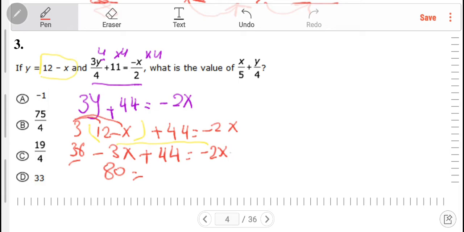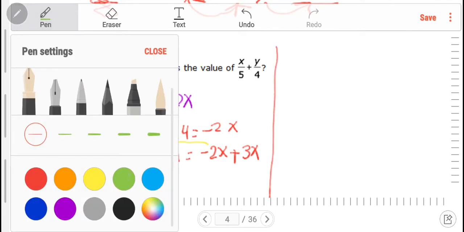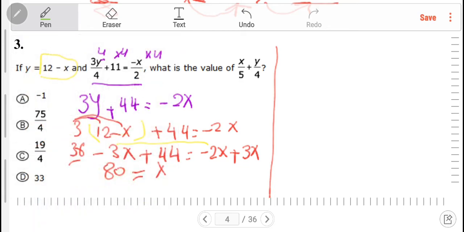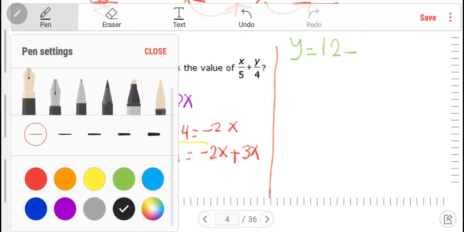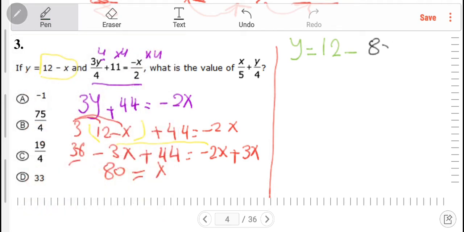Here 3x plus negative 2x equals x. So we have finished: x equals 80. And now we found the x. Don't forget y equals 12 minus x. X equals 80, so y equals negative 68.